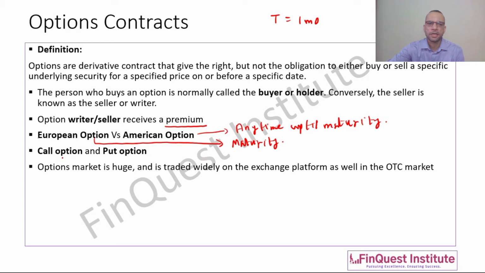Further, options are divided into call options and put options. So let's assume I'm an option buyer. A call option is a right to buy, whereas a put option is a right to sell. So more about call and put options in our next slide. Now the options market is very huge. So they are traded both on OTC as well as the exchanges.